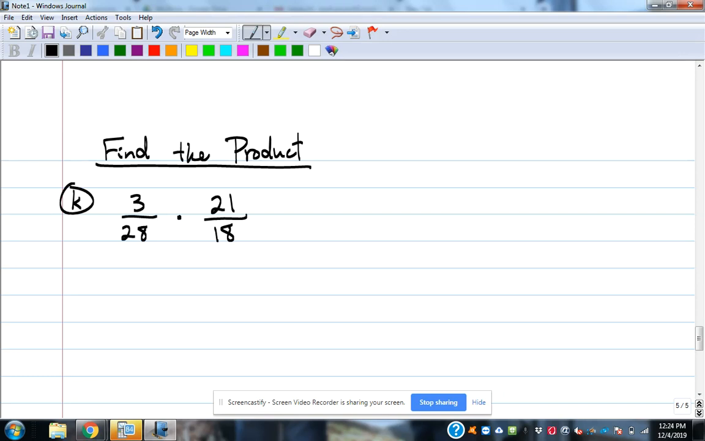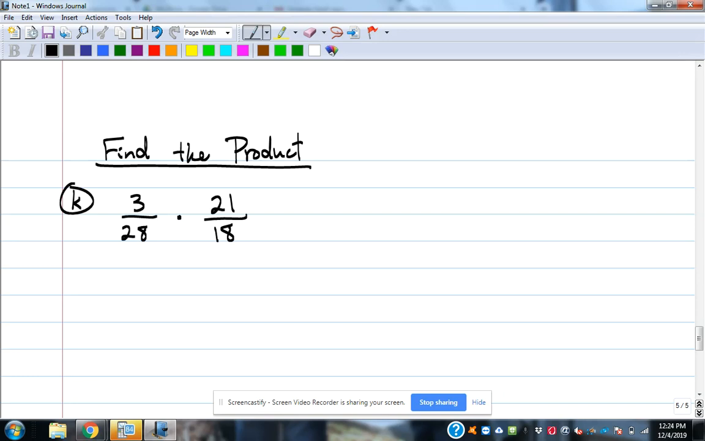3 and the 18. Diagonally, 21 and 28, you got something we could do with those, right? What about 21 and 18? Could that be simplified? Yeah, they're both divisible by 3 at least. So the ways that you're able to cancel things out are vertically or diagonally. Never side to side, but either vertically or diagonally.